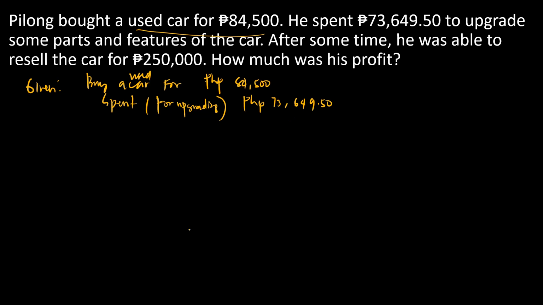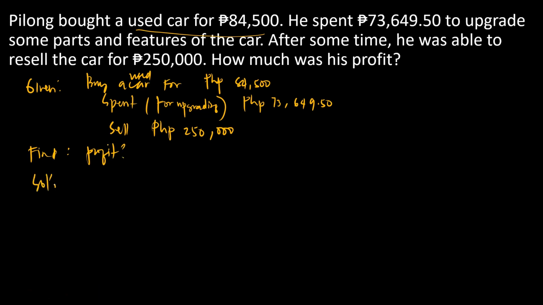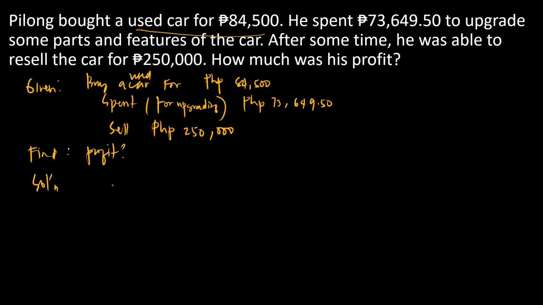73,649.50. Okay, then he sold it for 250,000. The question is, how much is the profit? Okay, let's do the solution. To determine that, class, we have to add all the expenses he made.